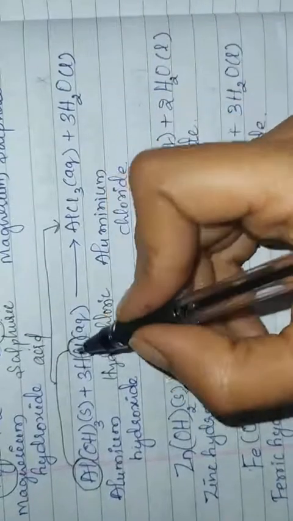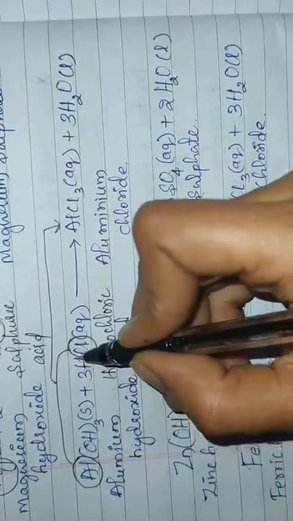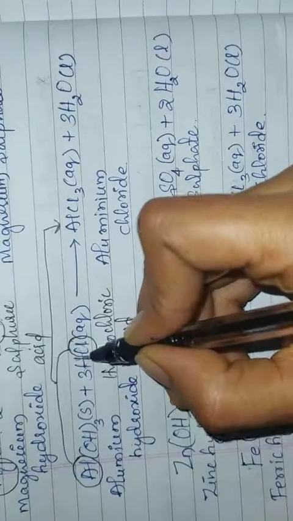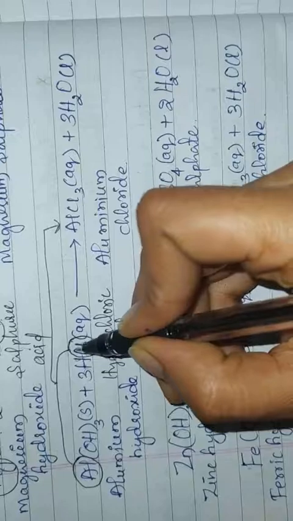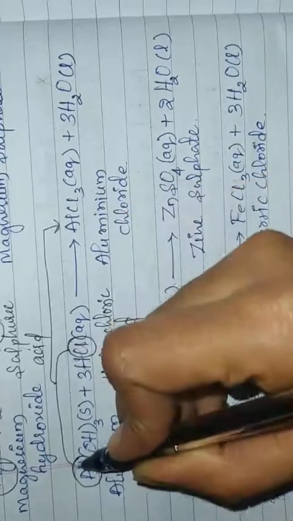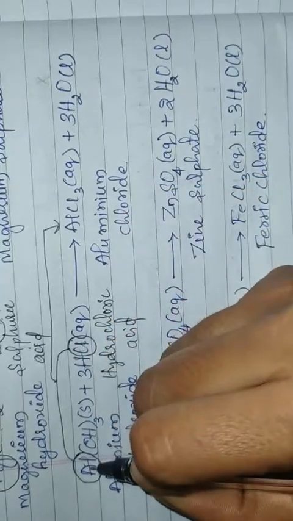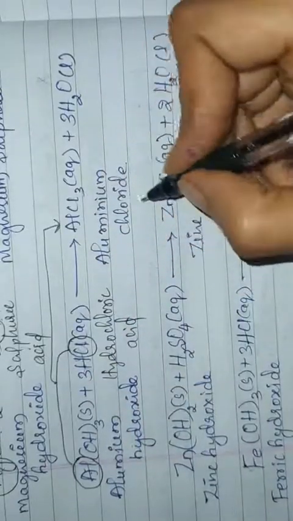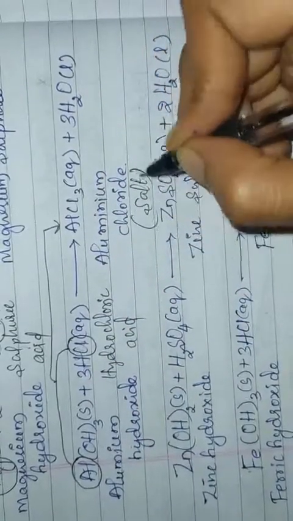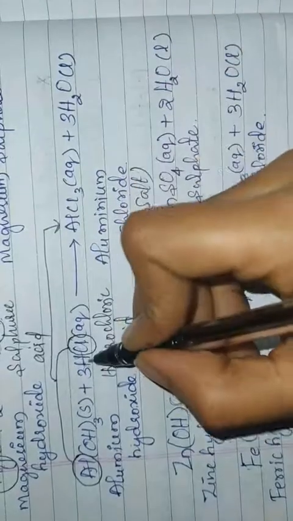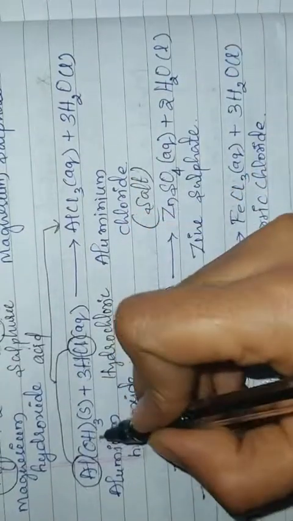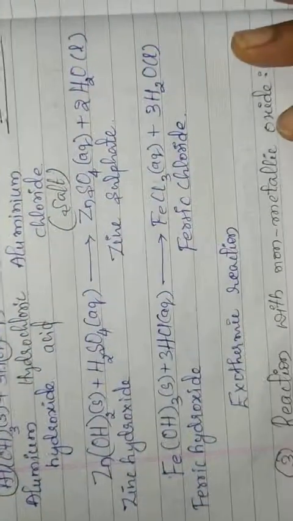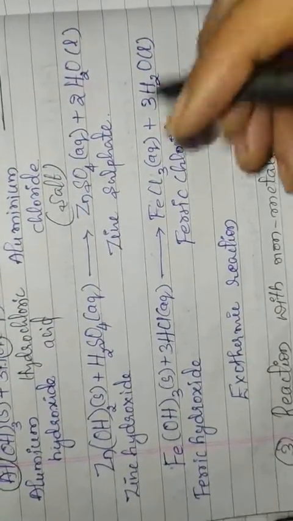The remaining water is formed by these 3 hydrogen. Actually here 3 hydrogen and 3 chlorine atoms are there. The 3 chlorine atoms will combine with this aluminum and it will form aluminum chloride. Aluminum chloride is a salt. And these 3 hydrogen will combine with these 3 OH and they will form water. Let us see the next example.